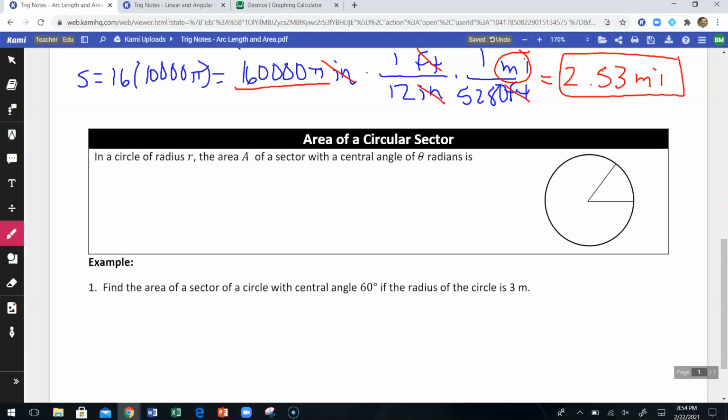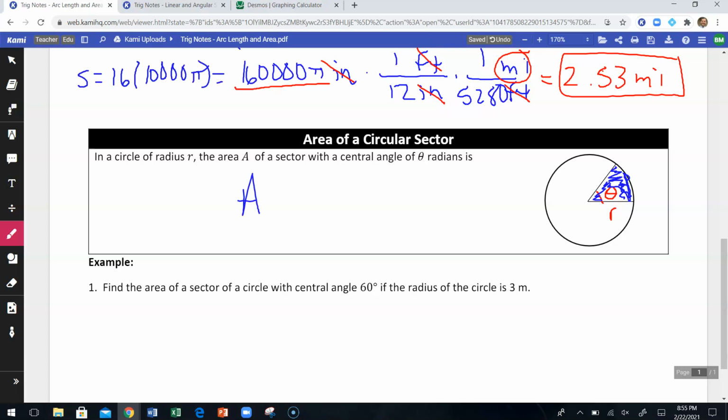Area of a circular sector. Same idea, kind of, set up here. We've got a central angle of theta, radius r. We want to know what the area of that sector is. So if I want to know the area of this sector, where I have whatever that angle is, how much of that circle do I have there? What is the area of that?